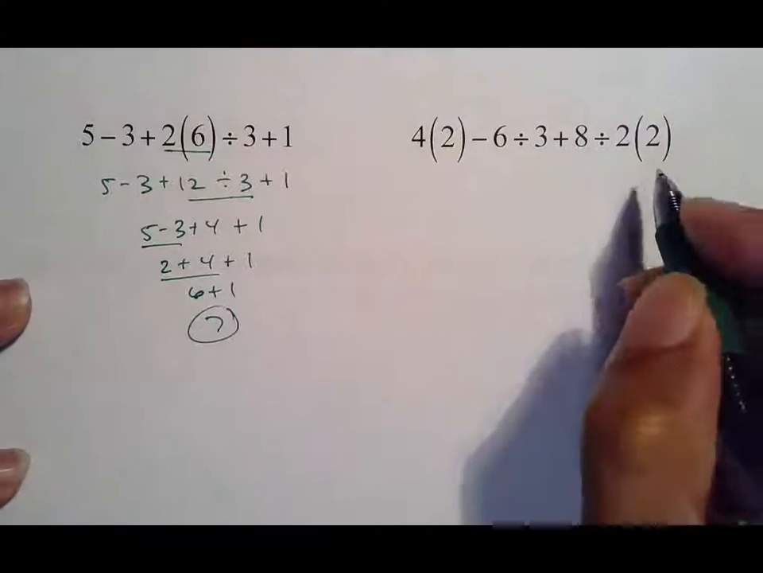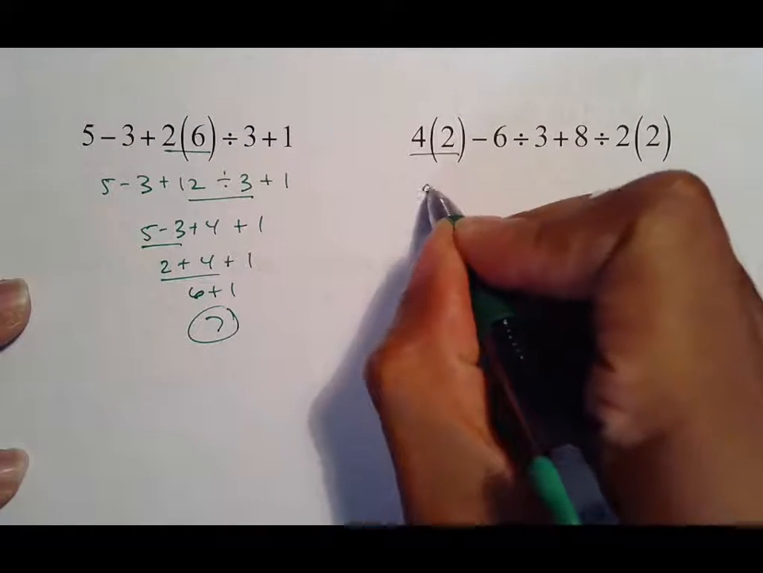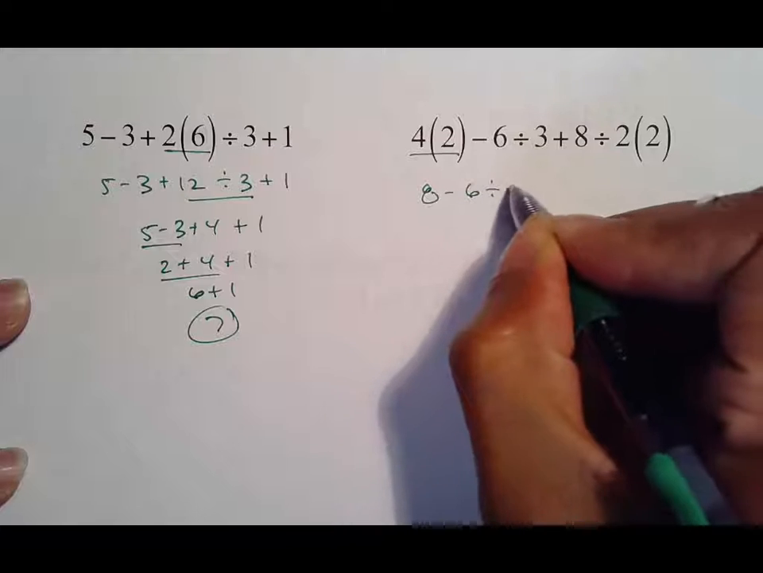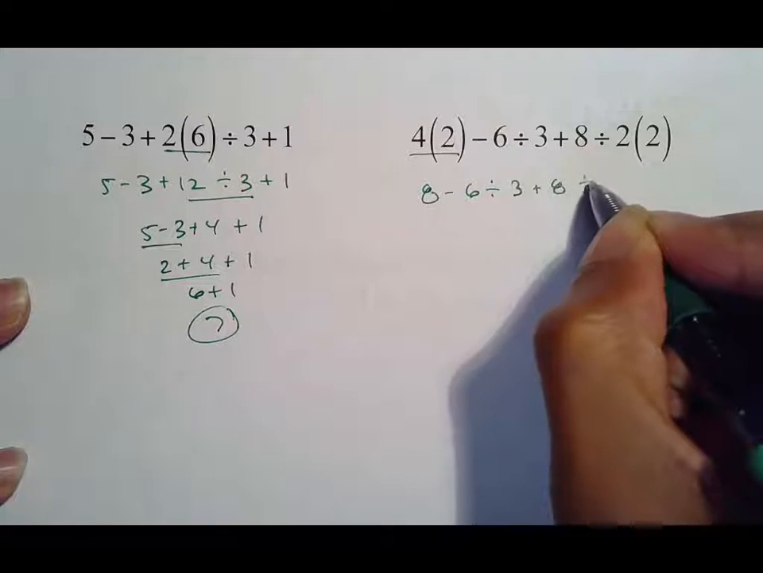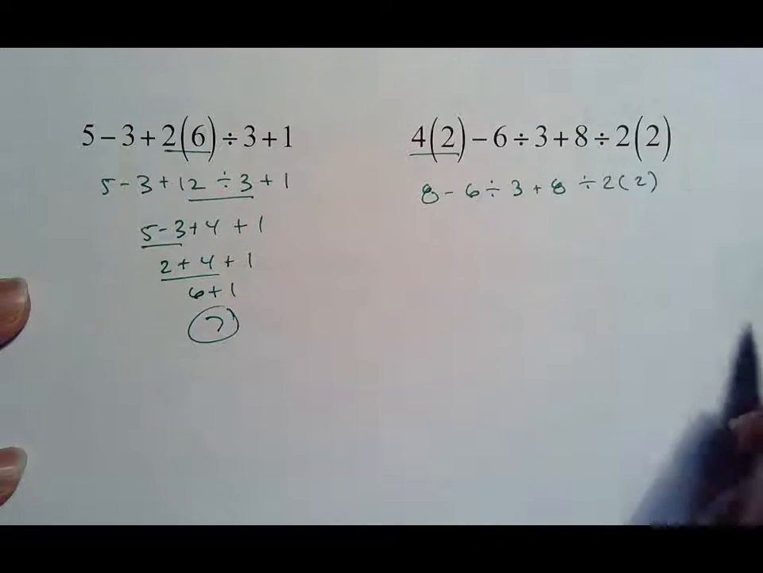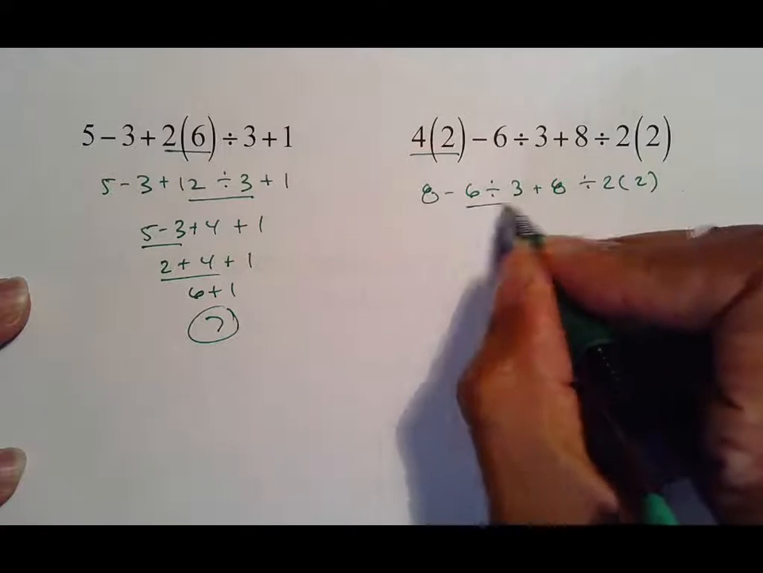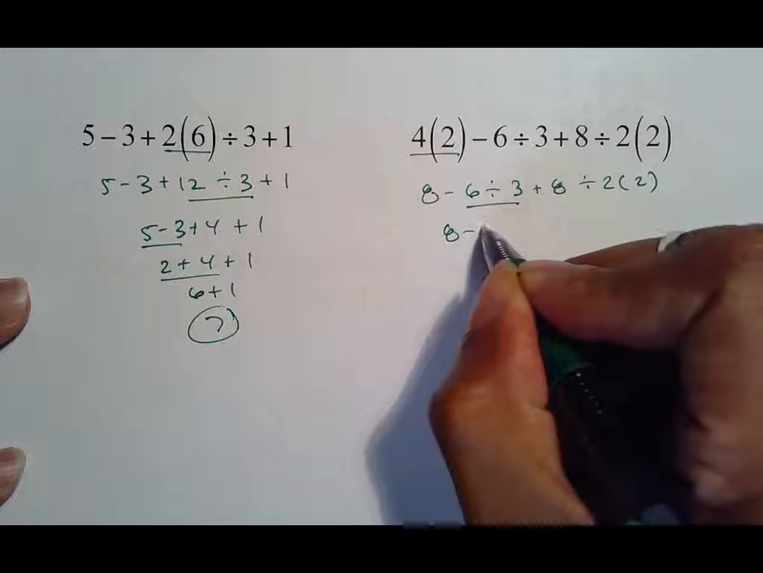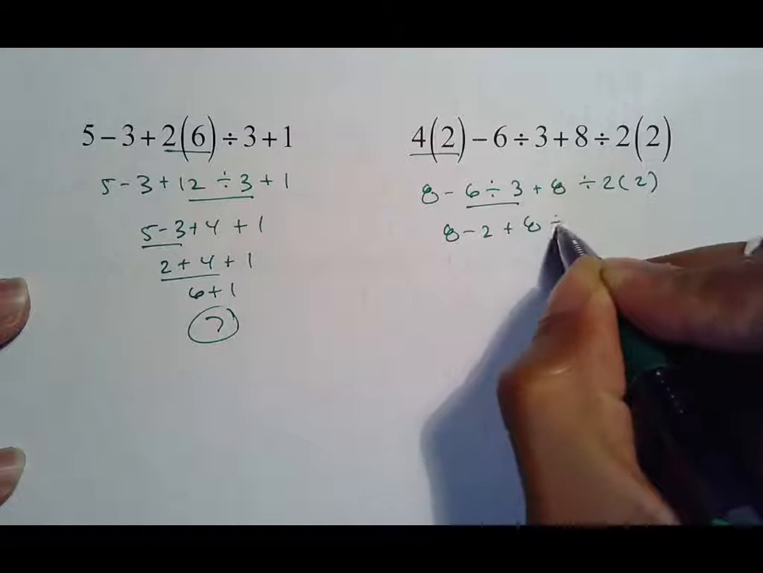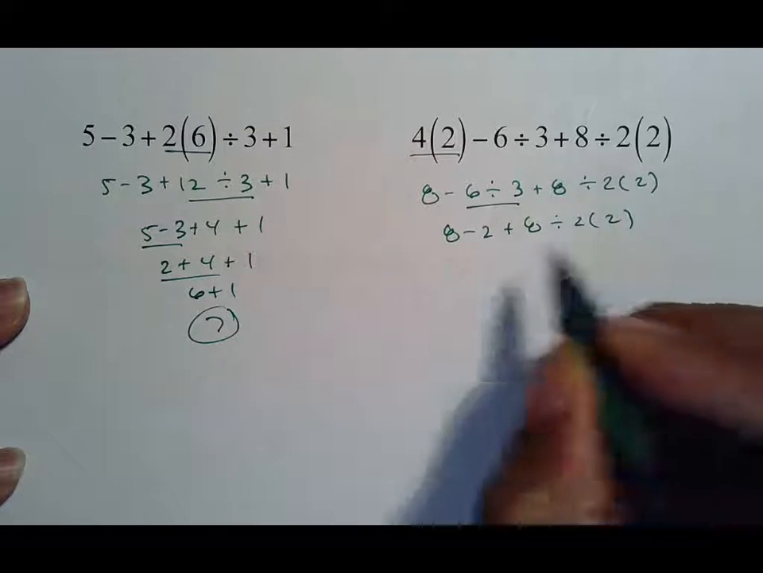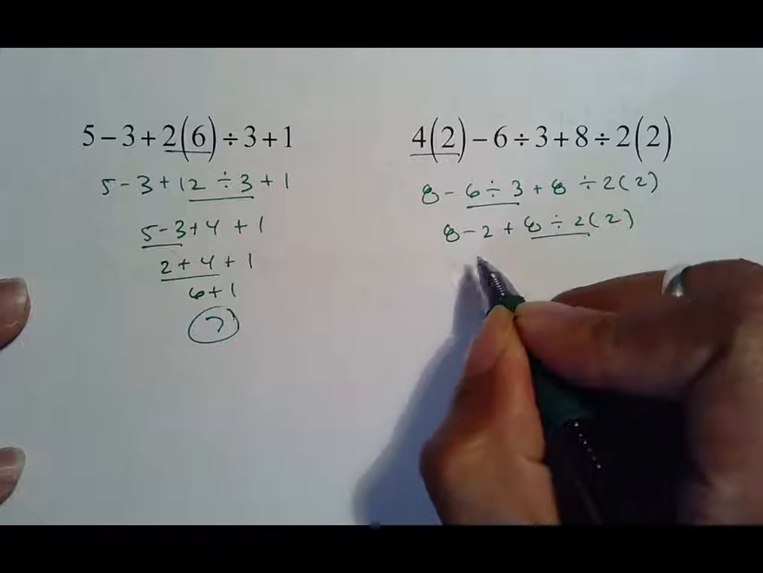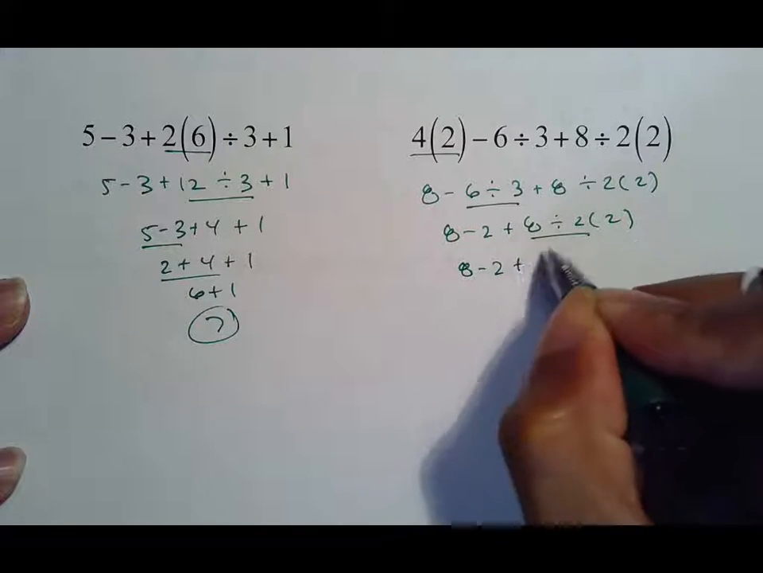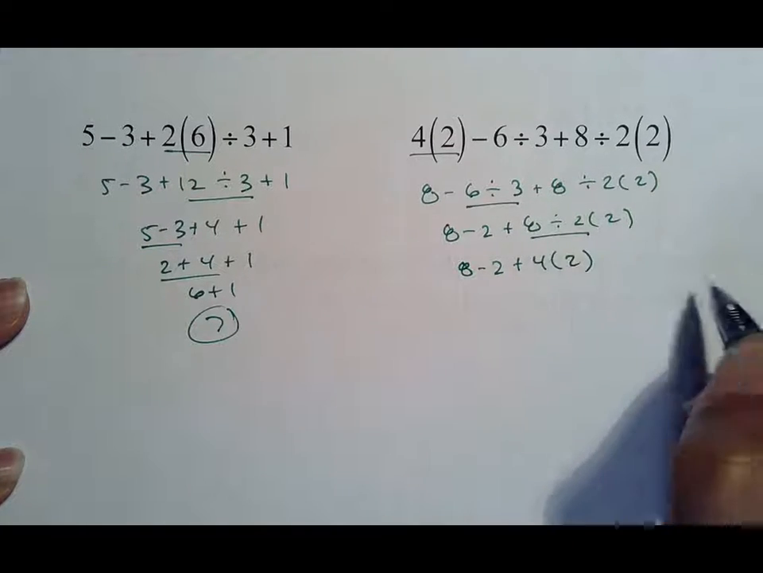The first teacher in line here is that one. That becomes 8 minus 6 divided by 3 plus 8 divided by 2 times 2. Again, looking for the first teachers in line first. Here's a teacher. 8 minus 2 plus 8 divided by 2 times 2. Looking for the first teacher. There it is. 8 minus 2 plus 4 times 2.